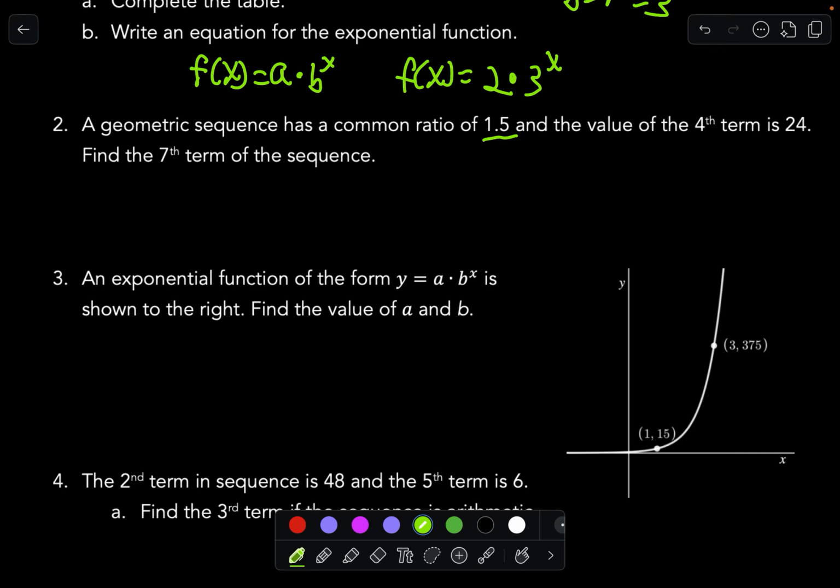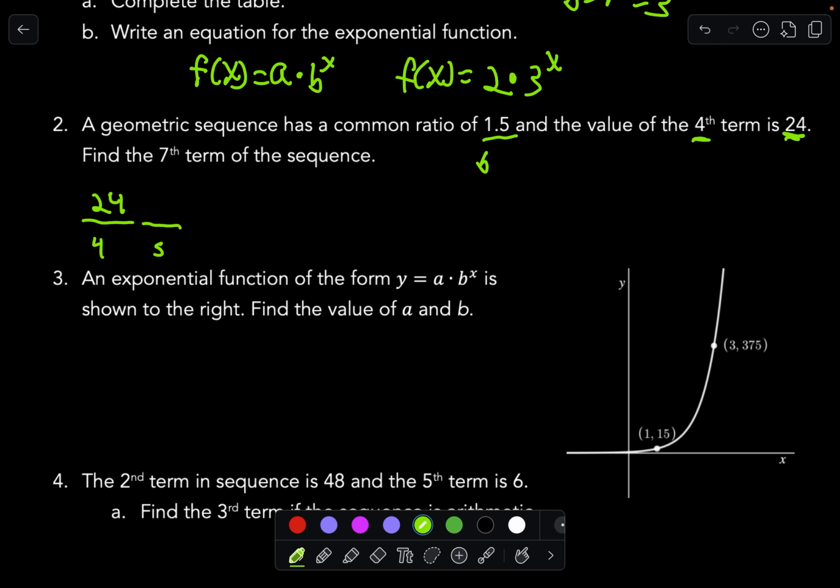A geometric sequence has a common ratio of 1.5. That's B or R. It depends on which way you want to look at it. It's the base. It's what we're multiplying by each time. And the value of the fourth term is 24. Find the seventh term.